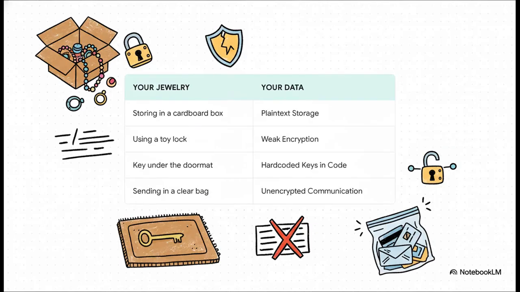All right, let's really dive into this analogy because it just perfectly nails the problem. So, storing your jewelry in a cardboard box? Well, in the digital world, that's exactly like storing your password as plain, simple, readable text. Anyone can just open it and look. Using a flimsy toy lock? That's like using some old, weak encryption that hackers can literally break in minutes. And oh, this one's a classic. Hiding the key right under the doormat. That's what a developer does when they hard-code an encryption key right into the application's code. And sending your valuables in a clear bag for the whole world to see? Yep, that's what happens every time you use an unencrypted HTTP connection.